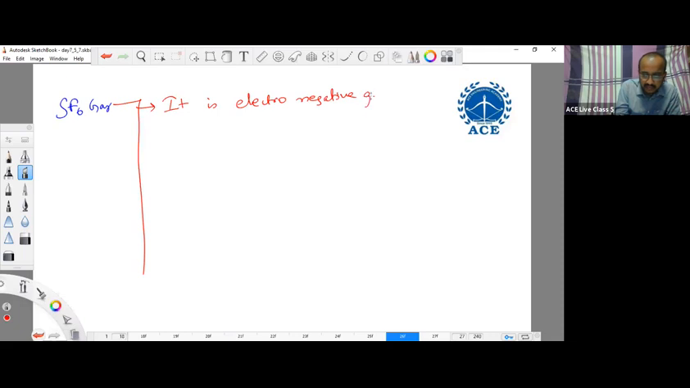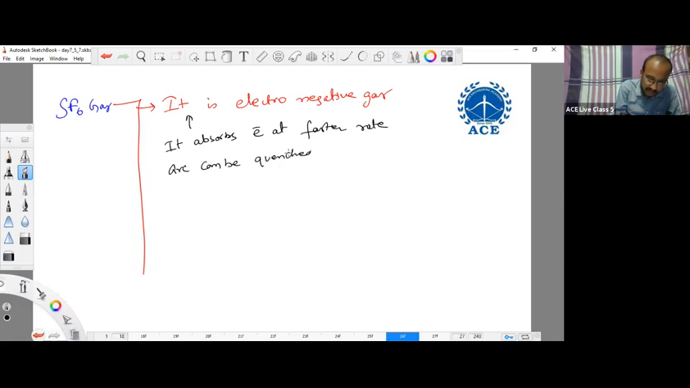Electronegative gas means it absorbs the electrons at a faster rate. As it is absorbing the electrons at a faster rate, the arc can be quenched quickly. SF6 is an electronegative gas, so it can absorb the electrons at a faster rate, and so the arc can be quenched quickly.